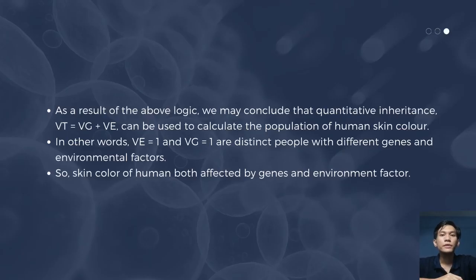As a result of the above logic, we may conclude the quantitative inheritance VT equals VG plus VE can be used to calculate the population of human skin color. In other words, VE equals 1 and VG equals 1 are distinct people with different genes and environmental factors. So, human skin color is affected by both genes and environmental factors.